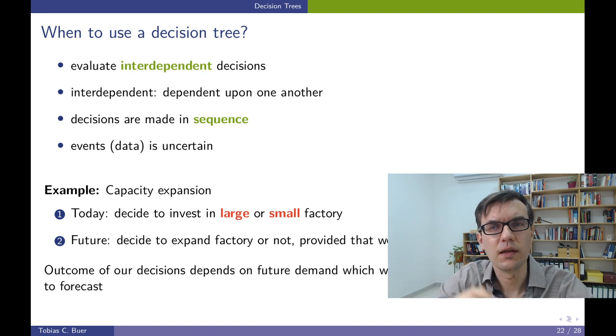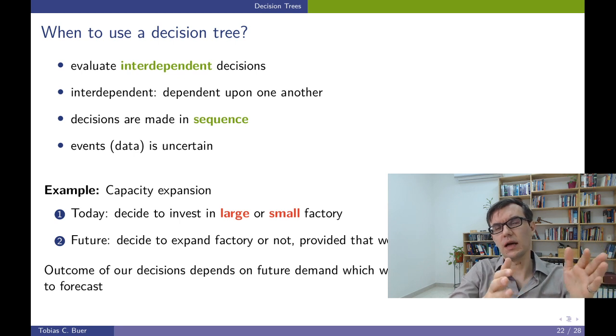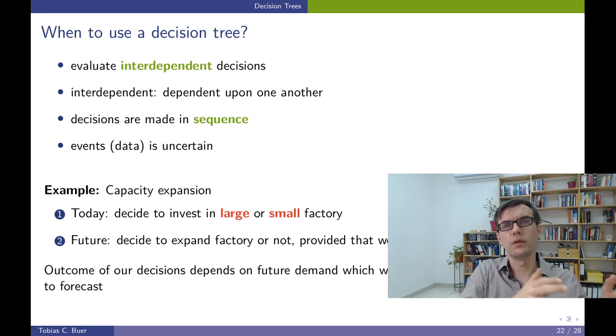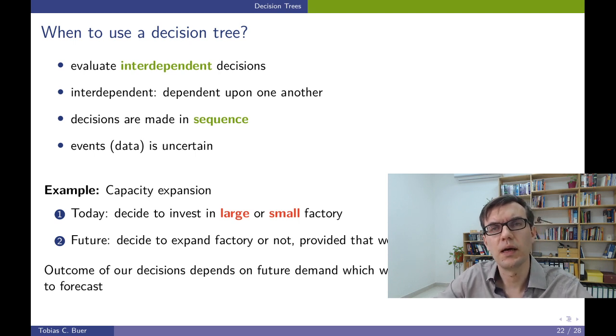And on the other hand, the negative side of doing it step by step is that this will usually be much more costly, because first going for the small factory and then upgrading this factory in the future to a bigger one is much more work intensive than going for the big factory immediately. So in this situation, the outcome of our decisions depends on the future demand. That is, we have uncertainty, and we can only try to forecast this demand. And of course, some of the decisions are sequential and are interdependent.